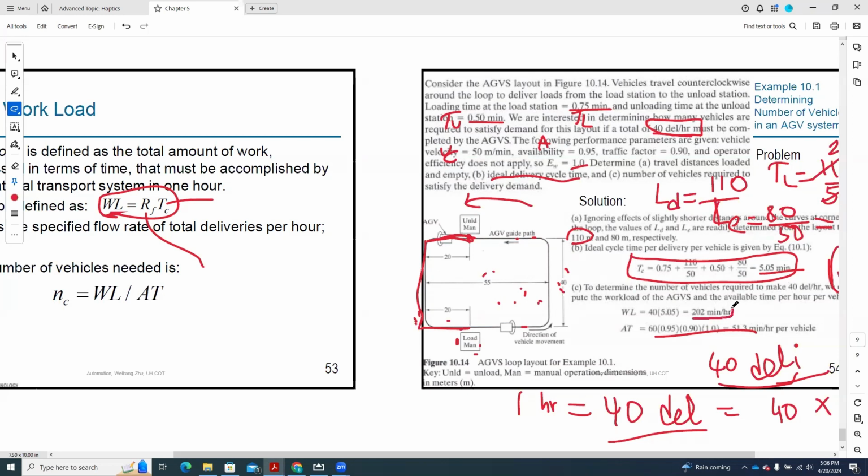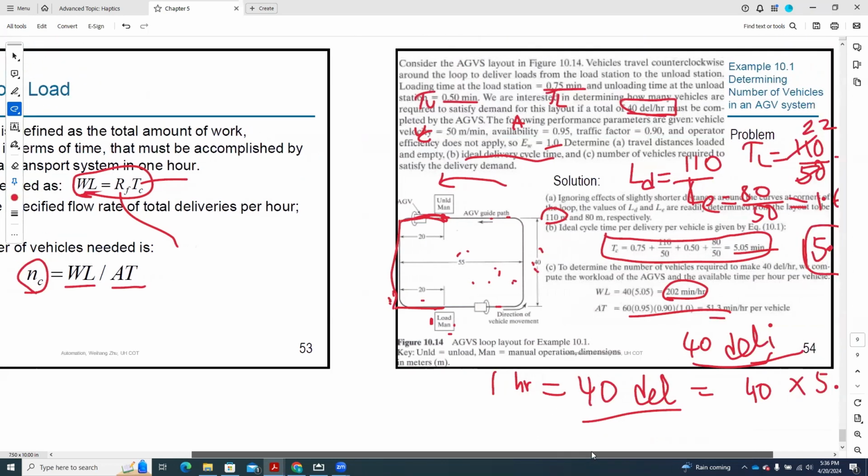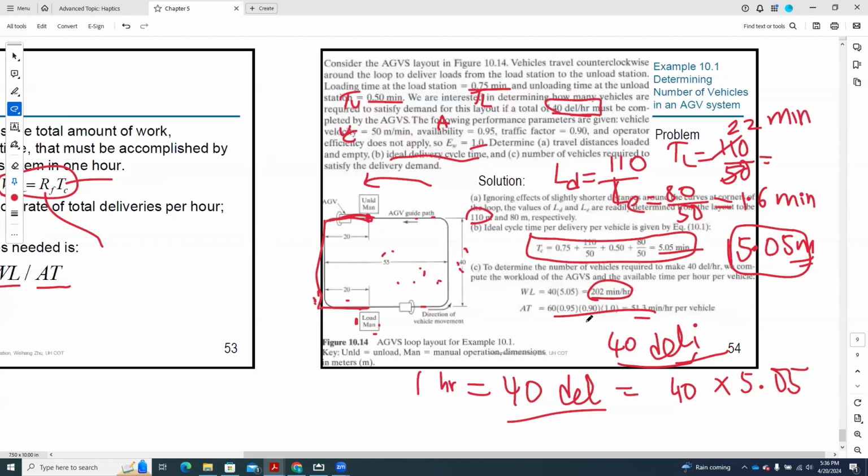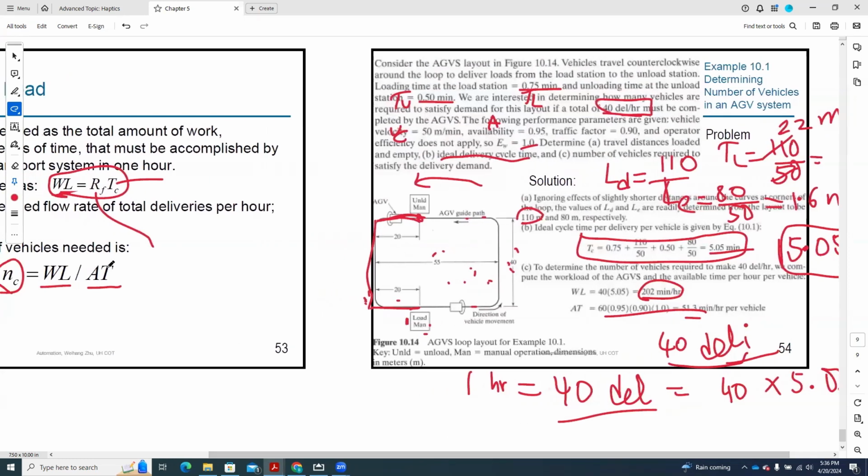And now the workload is 202 minutes per hour. The number of vehicles needed is equal to workload divided by available time, which is this. If we do that, we can calculate how many vehicles are needed. The workload is 202, and this is 51.3. So I guess this is 4. So we need 4 vehicles to do this task.